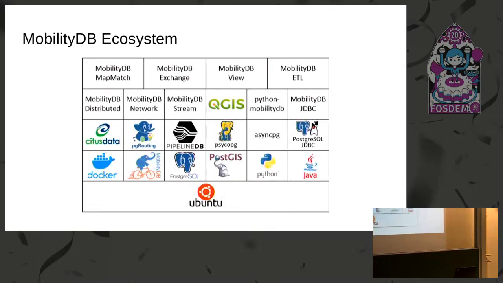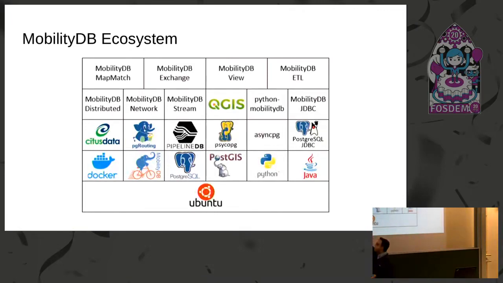PipelineDB provides some stream processing for PostgreSQL. We did some, let's say, toy experiment on it. We do support good integration with Citus. Citus is for scalability, so that you can run a PostgreSQL database on a cluster, and your queries get distributed. So combining both MobilityDB and Citus, one can query big data sizes. So my colleague there is responsible for this part.